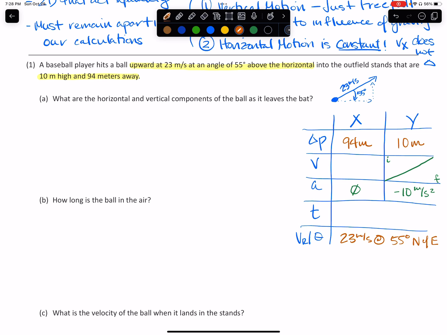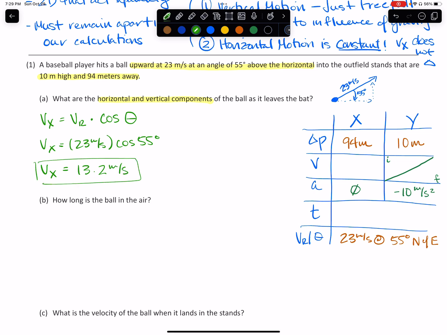So let's see what the problem wants us to do. What are the horizontal and vertical components of the velocity of the ball as it leaves the bat? Well, we know that the x component is equal to the resultant times the cosine of our angle theta. So we'll plug that in: 23 meters per second times the cosine of 55 degrees. Use our calculator, and we find that the horizontal piece of our velocity is 13.2 meters per second. So I'm going to put that over in my table.